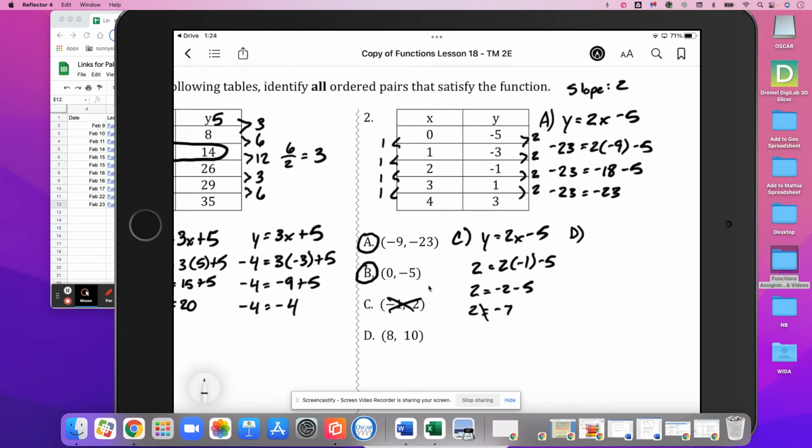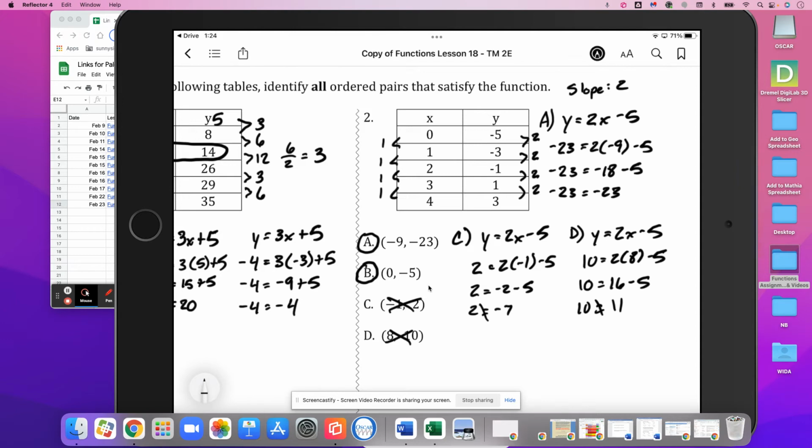And lastly, for this one, D, y equals 2x minus 5. 10 is equal to 2 times 8 minus 5. So 10 is equal to 16 minus 5. And 10 is not equal to 11. So D does not satisfy the function.